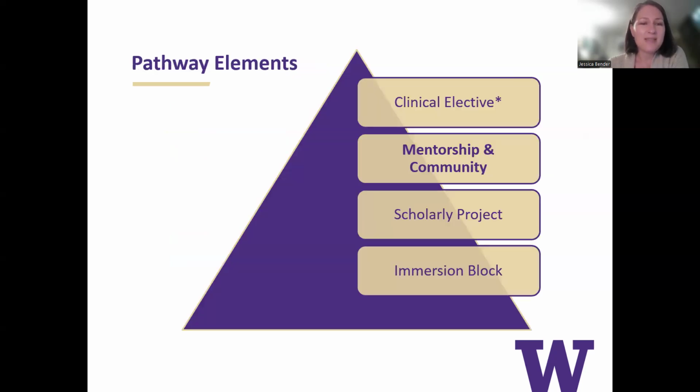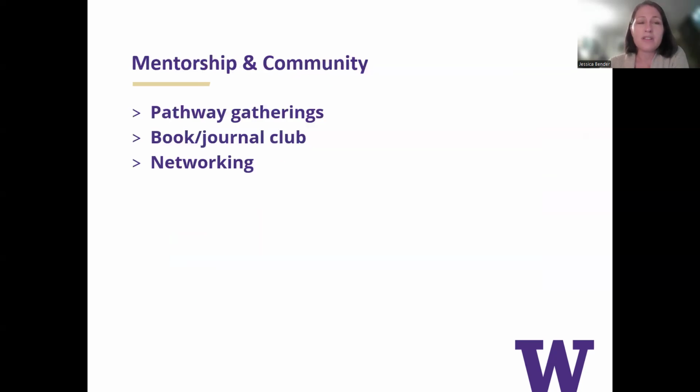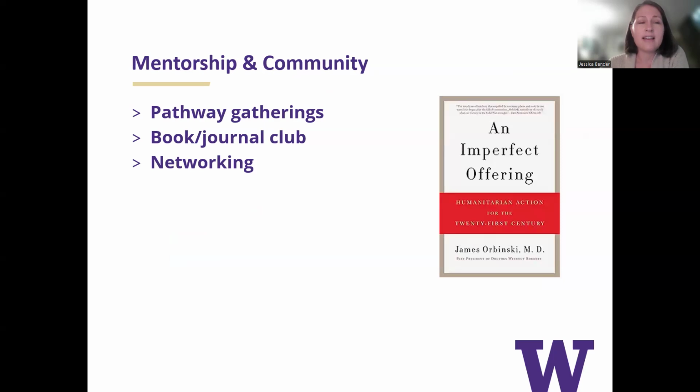Okay, the next pathway element is related to mentorship and community. There's a couple of ways this happens. Of course, we have mentorship meetings. There's pathway gatherings that we hope to hold over the years. And then in the past, we've done Journal Club. There was a proposal from Carl, one of this year's second year residents, to do a book club specifically for this book written by a former MSF president. So let me know or let Carl know if you want to join us.